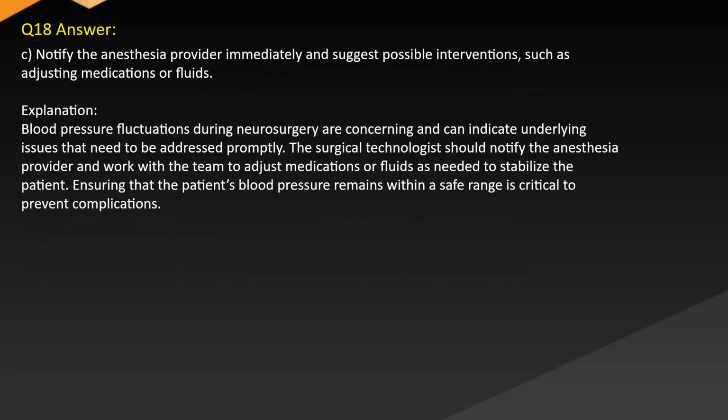Answer. C. Notify the anesthesia provider immediately and suggest possible interventions, such as adjusting medications or fluids. Explanation. Blood pressure fluctuations during neurosurgery are concerning and can indicate underlying issues that need to be addressed promptly. The surgical technologist should notify the anesthesia provider and work with the team to adjust medications or fluids as needed to stabilize the patient. Ensuring that the blood pressure remains within a safe range is critical to prevent complications.